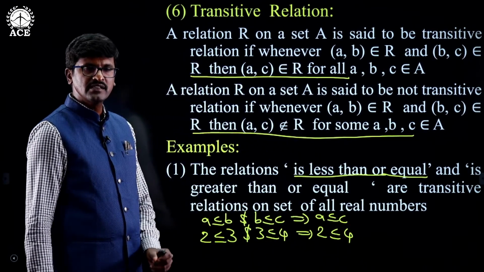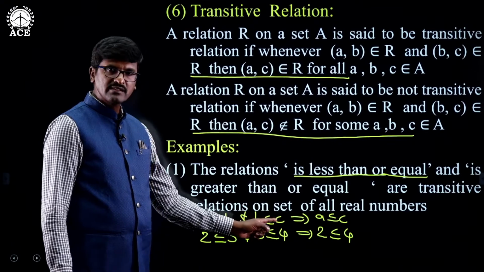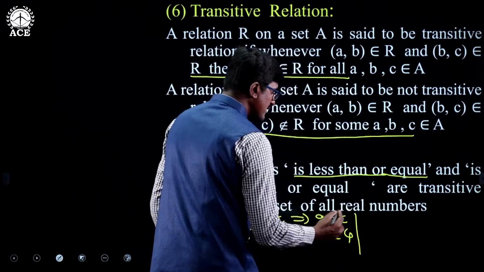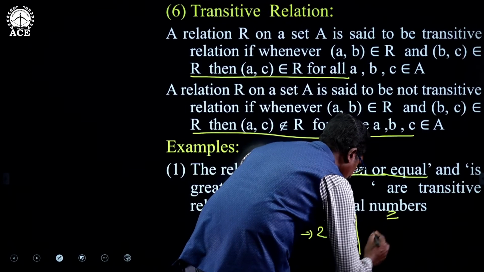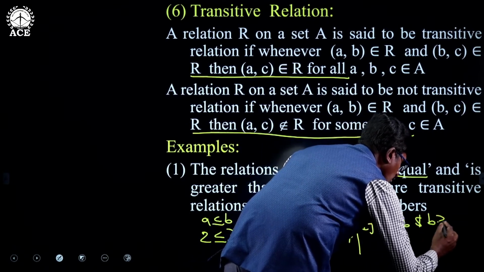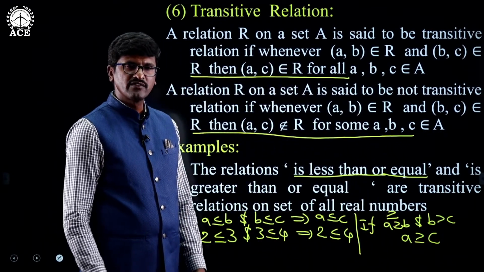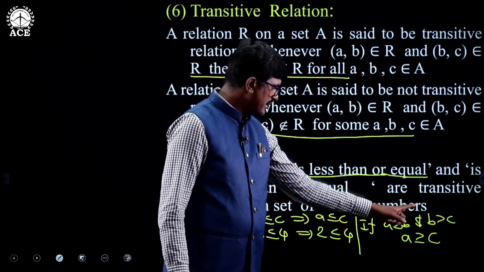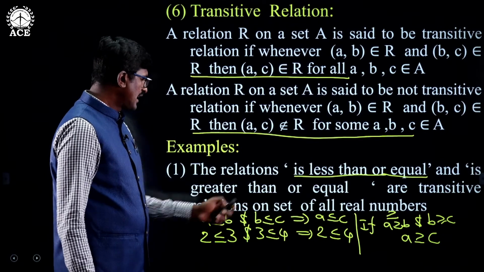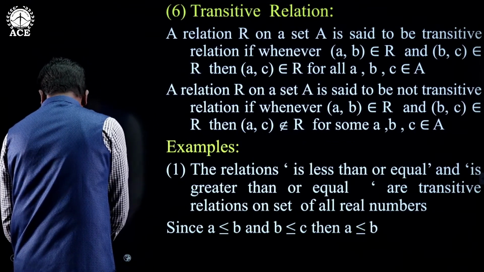Not only these three real numbers, take any three real numbers A, B, C. If A is less than or equal to B and B is less than or equal to C, then A is less than or equal to C. Similarly, for the relation greater than or equal to, if A is greater than or equal to B and B is greater than or equal to C, then A must be greater than or equal to C. That means the relations less than or equal to and greater than or equal to are transitive relations on the set of all real numbers.